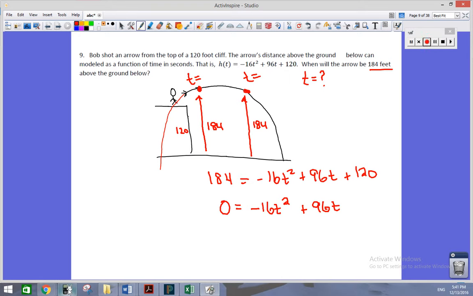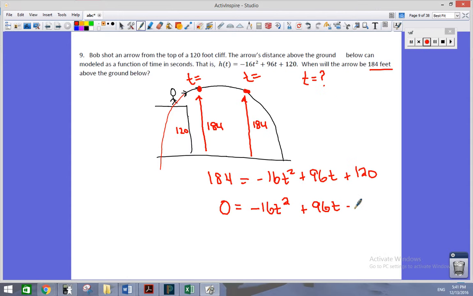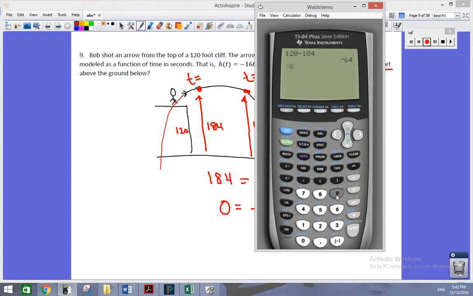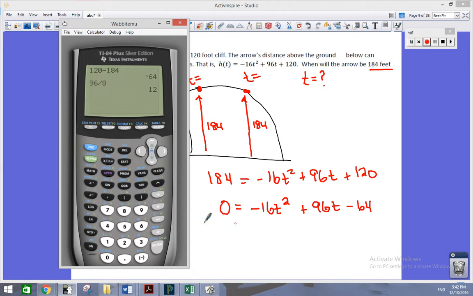And let's take 120 minus 184, so that's going to be a negative number, negative 64. Looks to me like all of these numbers are at least divisible by 4, maybe even divisible by 8. Let's check the 96. Is it divisible by 8? Yeah. Hey, maybe they're all divisible by 16. I can make these numbers smaller. Is 96 divisible by 16?